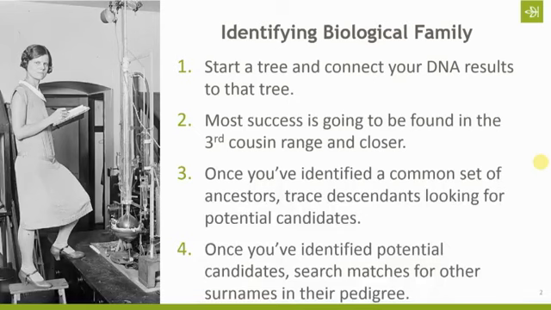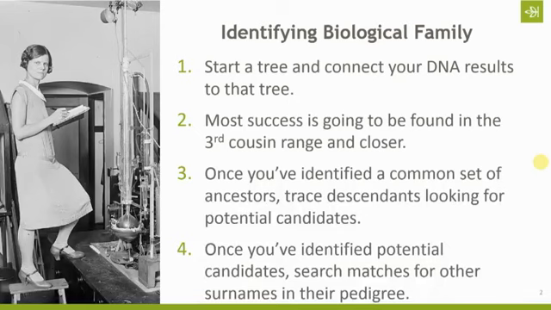Let's move on to step number 2. Step number 2 is just a reminder that the most success that you're going to have is going to be found in the third cousin range and closer. Now, if you don't have any third cousins or closer, you'll have to work with what you have. But once you get into that fourth cousin range, things get a little bit more difficult.